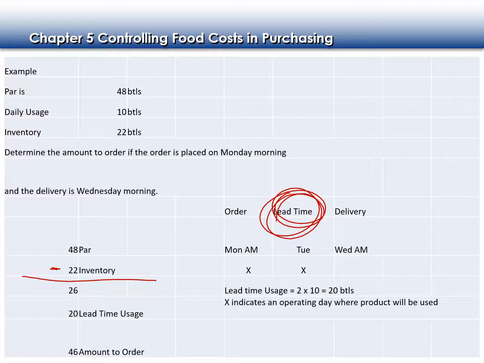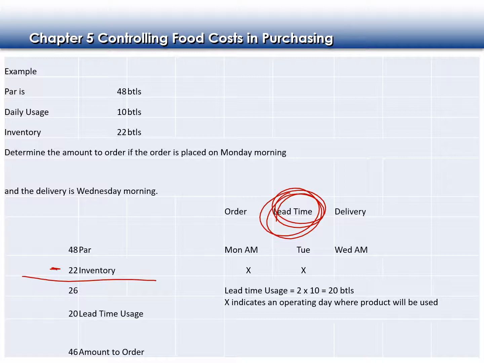Our lead time is the time between when we place the order and when we actually receive it. Okay? And so what I've done is I've put this little calendar up here to help you figure out what your lead time is. So we order it. When do we order it? Monday a.m. That means before business is even open. So it means Monday we're actually going to use product. When do we get delivery? Wednesday morning.